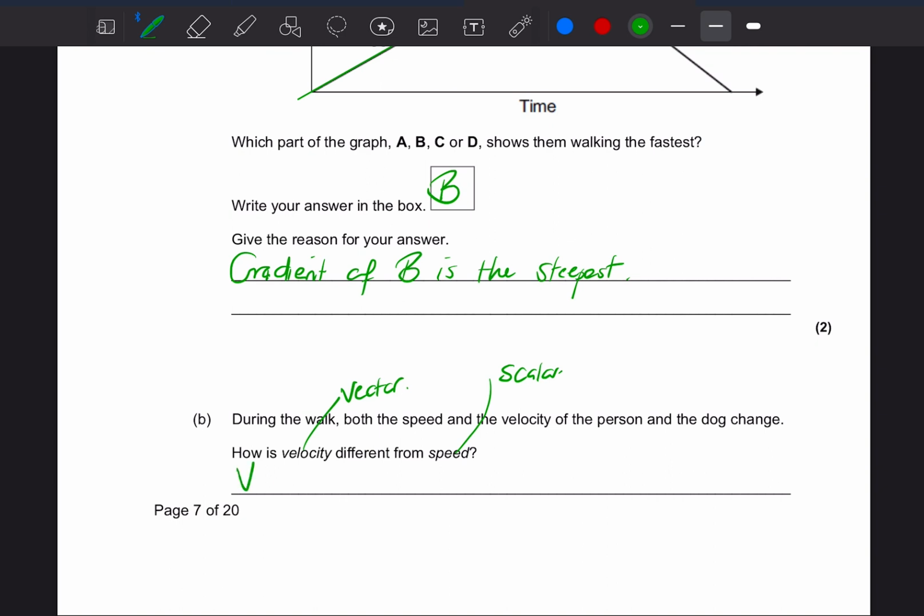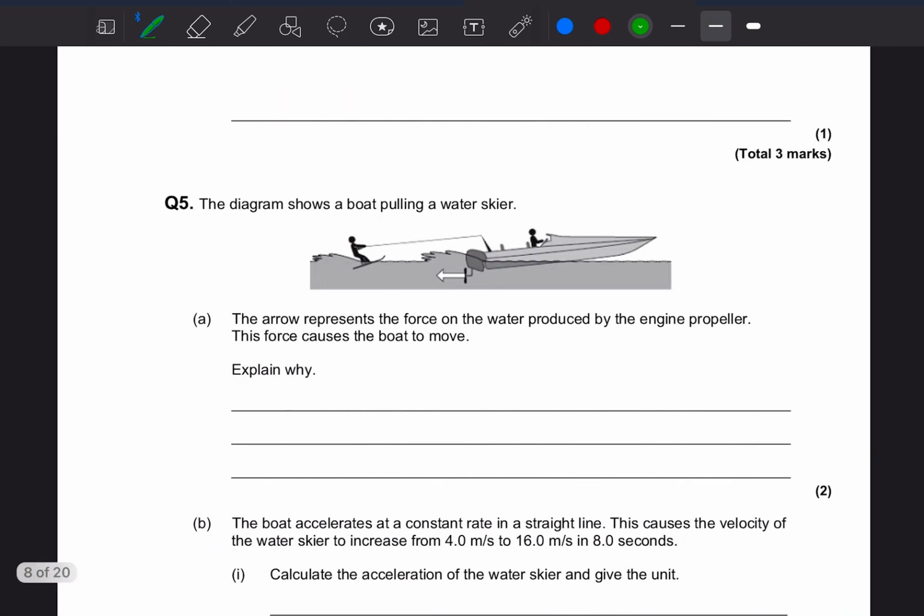So we would say velocity is a vector, so it has a direction. Speed is scalar, so has no direction. Okay, and that is the end of question 4.